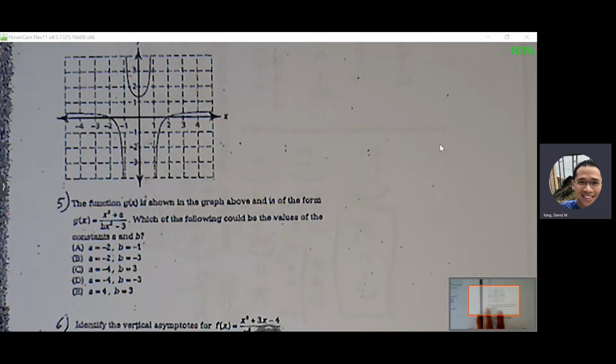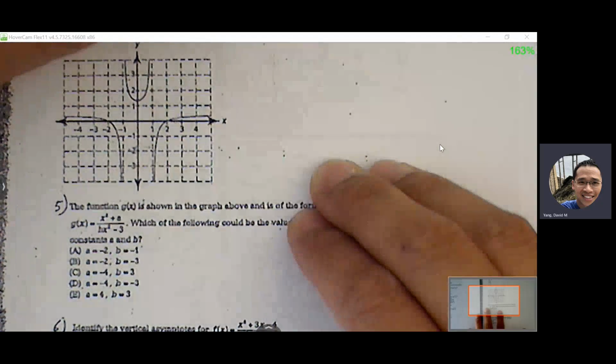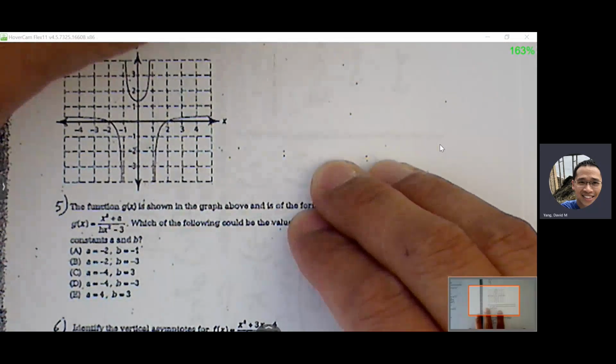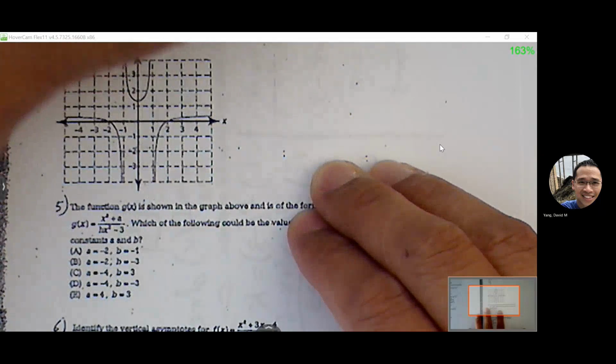It says the function g is shown in the graph. g of x equals (x squared plus a) divided by (bx squared minus 3). What are the values of the constants a and b? So we're going to rely on the function and the graph to help us gather some information. So for number 5, here's our function.